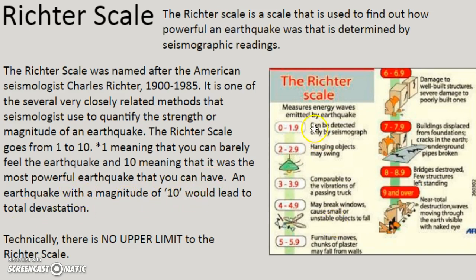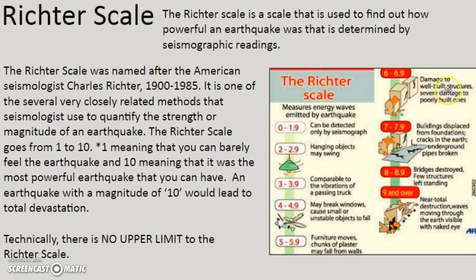If you look at this, as you're increasing the amount of energy released, which measures the energy in the waves emitted from the earthquake, as you continue increasing in magnitude, you can get a comparison as to what that would lead to. A 2 to 2.9, a hanging object would be swinging. 3 to 3.9 is comparable to the vibrations of a passing large truck. 4 to 4.9 may break windows, cause smaller unstable objects to fall. A 5 to 5.9, furniture moves, chunks of plaster may fall from walls.